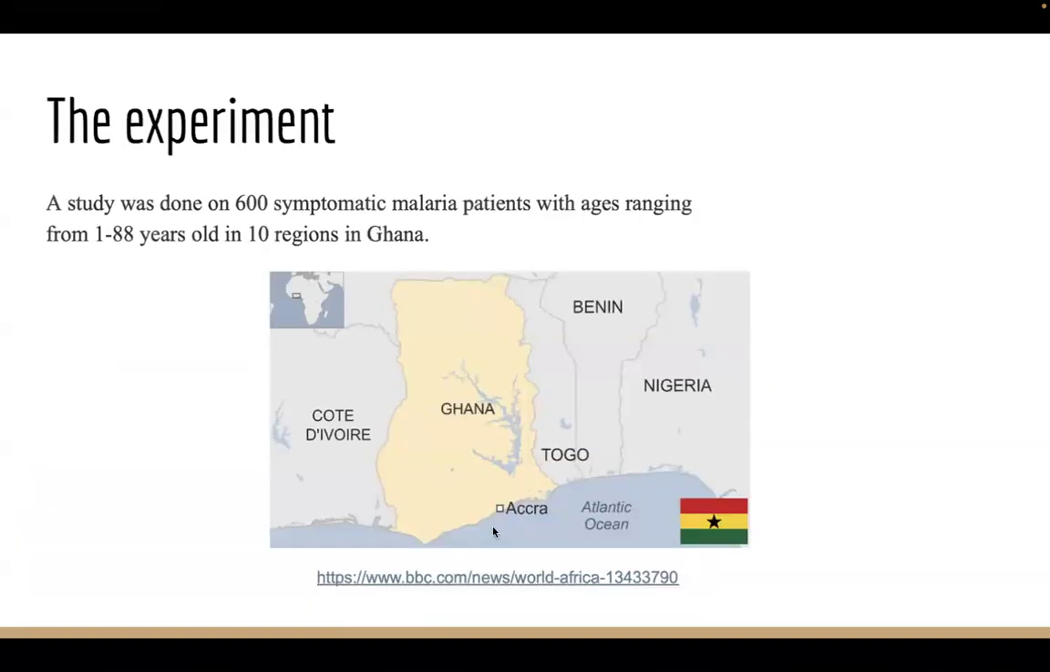For the experiment, a study was done on 600 symptomatic malaria patients with ages ranging from 1 to 88 years old in 10 regions in Ghana. The majority, 79% of the participants, had normal hemoglobin genotype, which was HbAA, followed by HbAS with 11%, and HbAC with 6.7%. HbAC refers to hemoglobin AC.